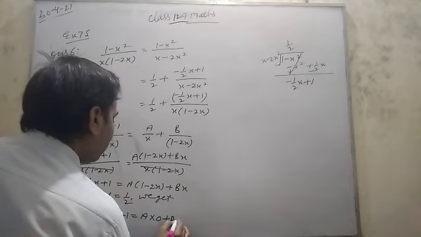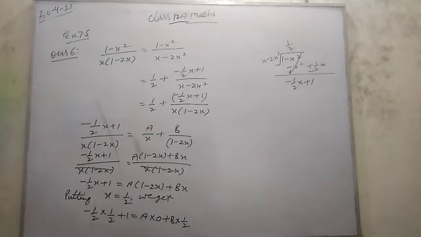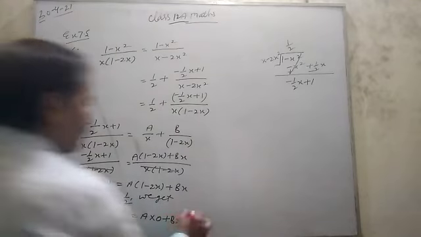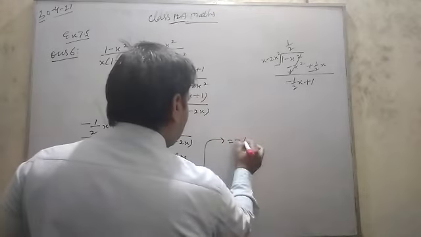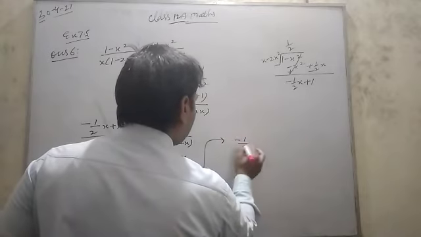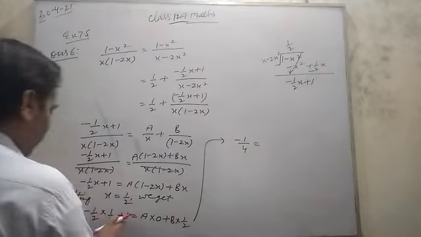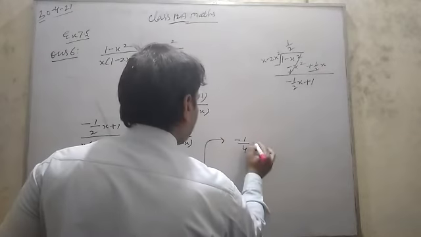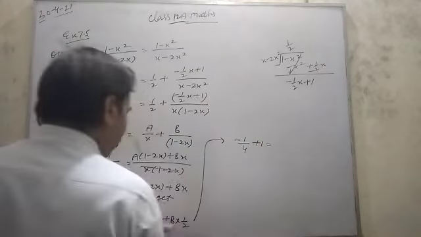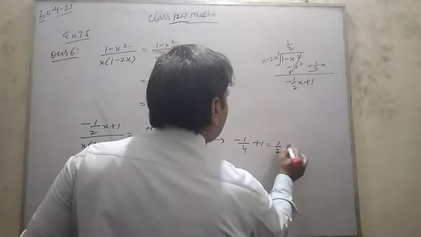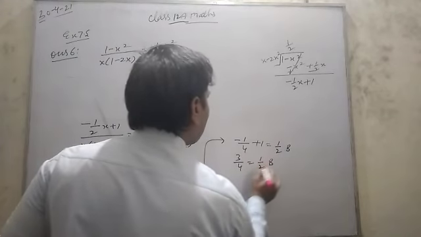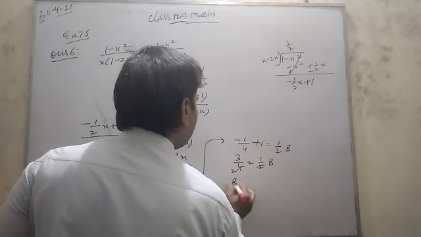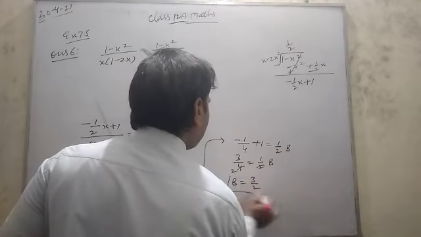So plus b into 1 by 2. So minus 1 by 4 plus 1 is equal to 1 by 2 b. So this is 3 by 4. Okay. So 2 by 2 means b is equal to 3 by 2.